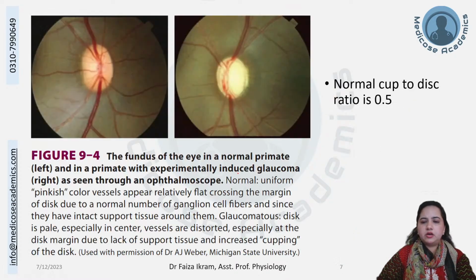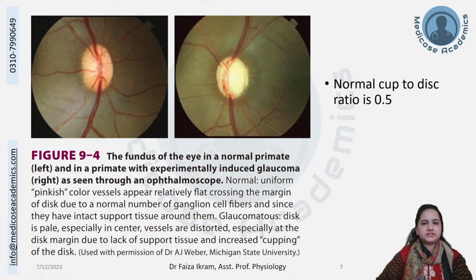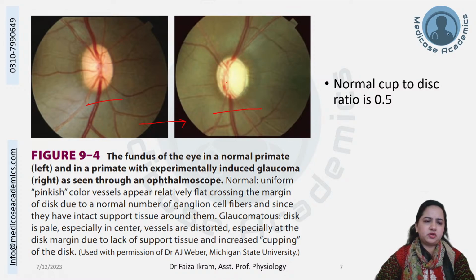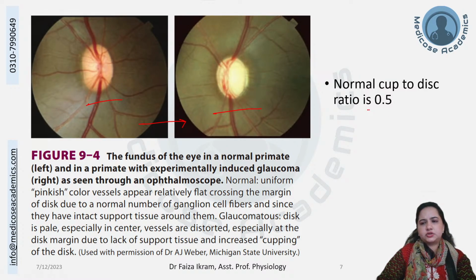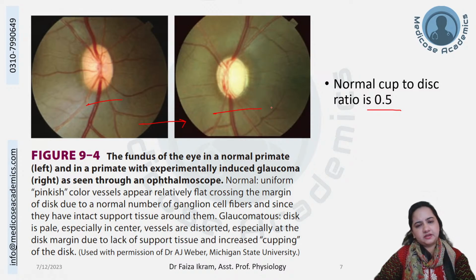For example, in glaucoma that we discussed in the previous session, the normal optic disc shown over here will be converted to this one in glaucoma. You can see the optic disc has become pale. The blood vessels have become tortuous. Their support has decreased. There is cupping of the optic disc. Normal cup to optic disc ratio is 0.5. If it increases, one of the reasons is glaucoma.